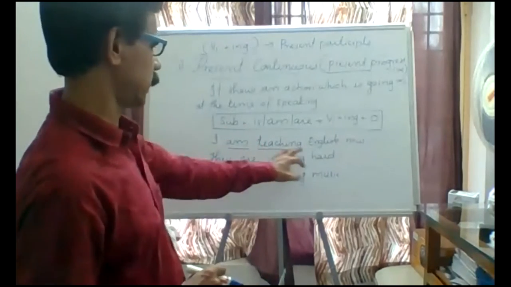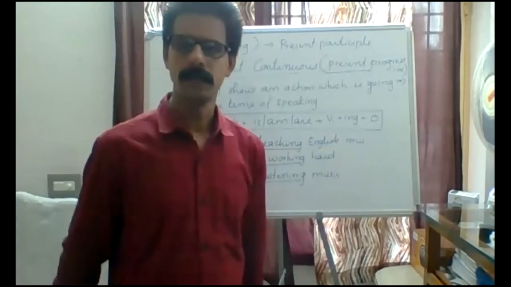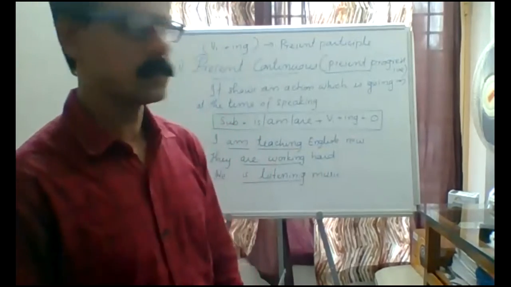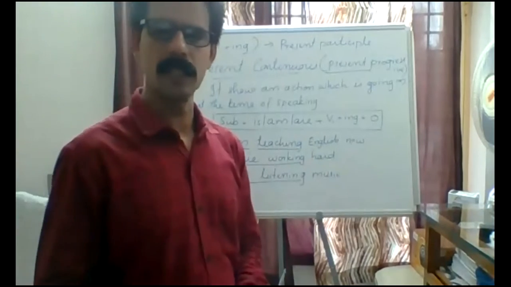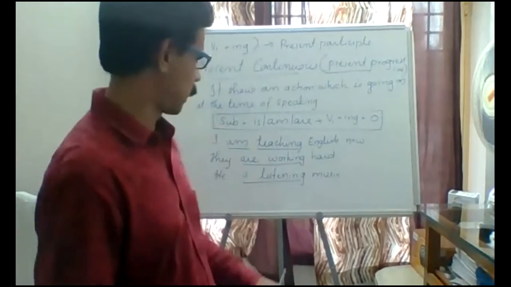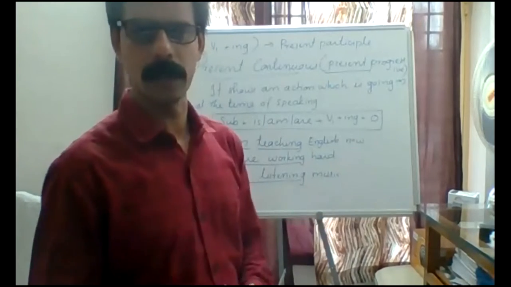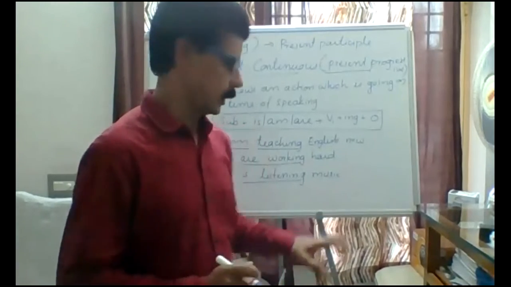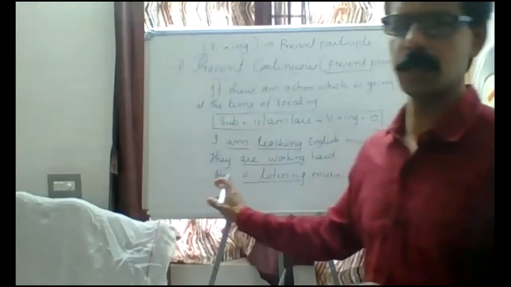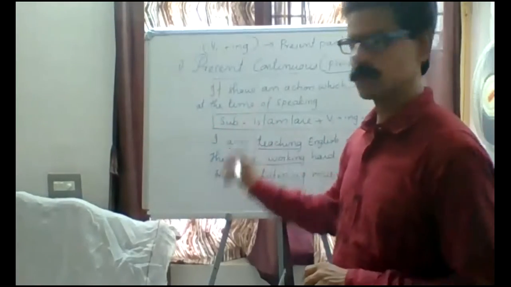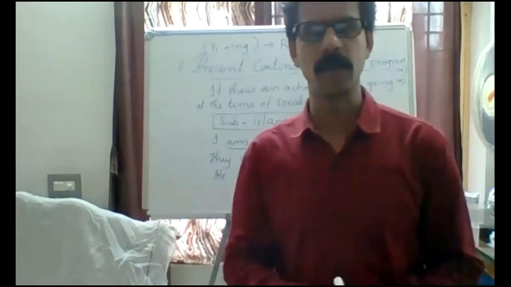I am teaching English now. I am not teaching English now. They are working hard. They are not working hard. He is listening music. He is not listening music. So in this way, negation is very easy in this case because already there are three helping verbs before us. If we have the helping verbs, there is no problem.